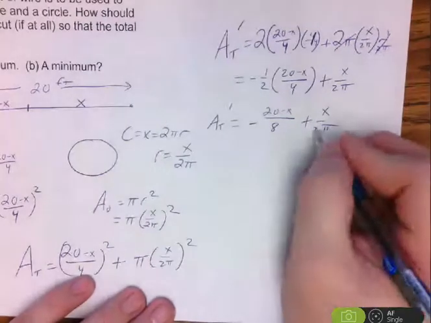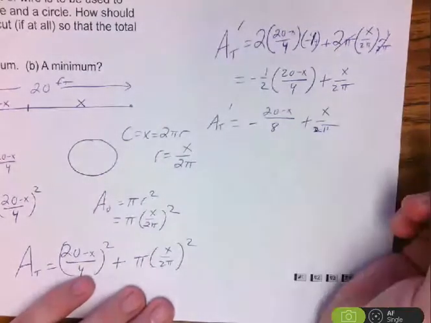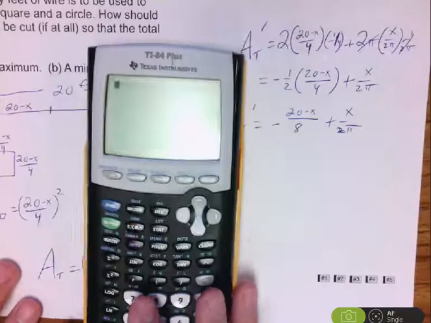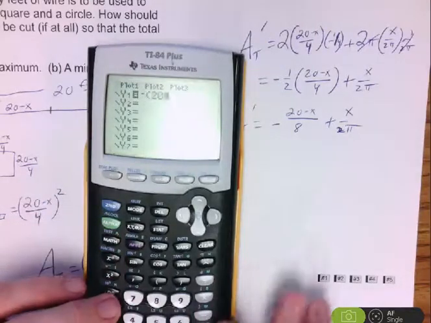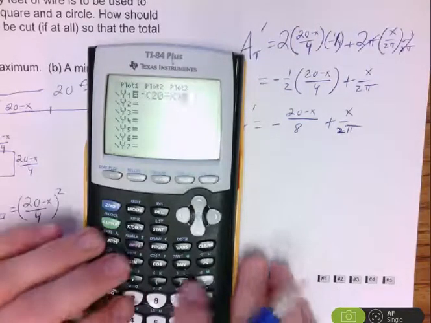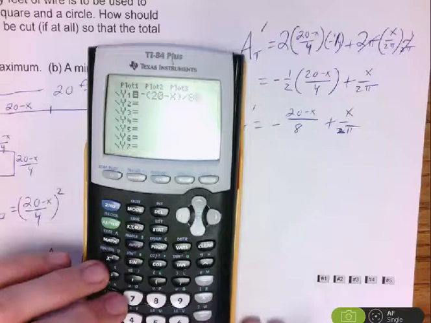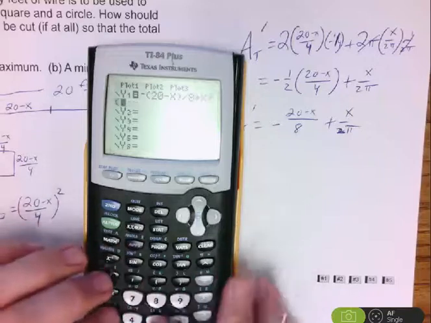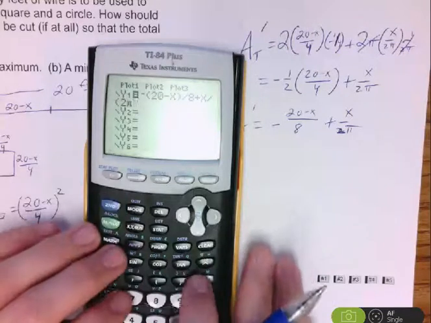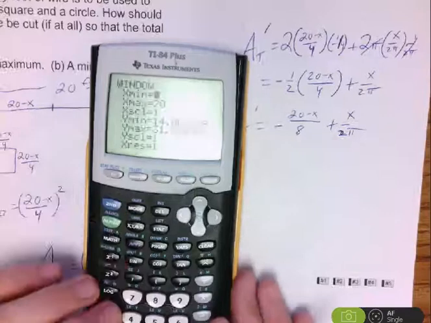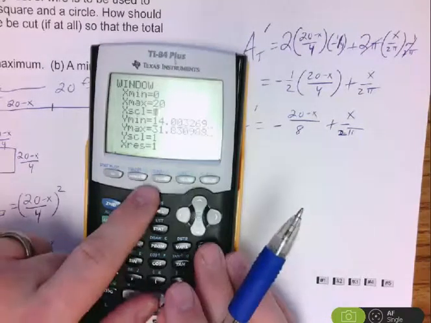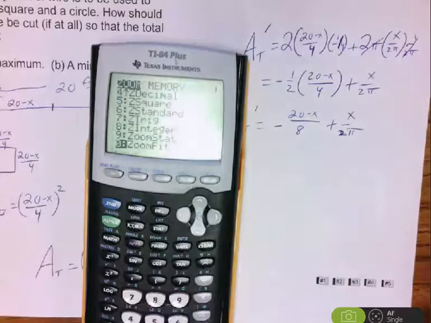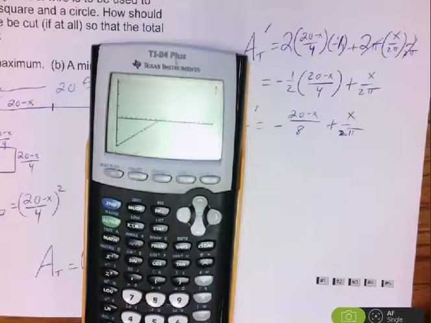Okay, I could get a common denominator and solve this by hand, but let's go ahead and use our calculator at this point. So I'm going to graph that. That's going to be negative (20 minus x) divided by 8 plus x over 2 pi. And my window, I know for sure I can only go from 0 to 20, which was already there because I did this before. And I'll do a zoom fit out of convenience. And this is my derivative now, right?